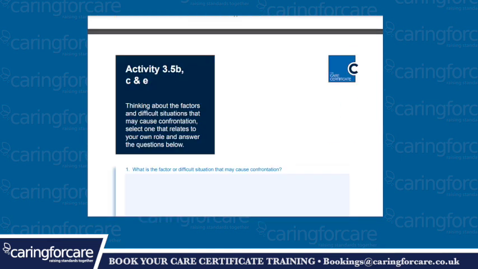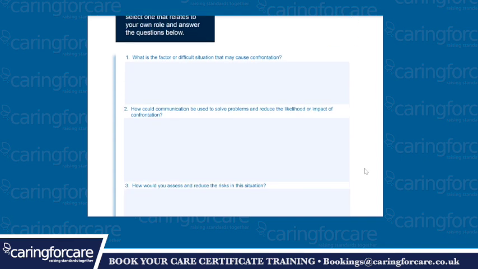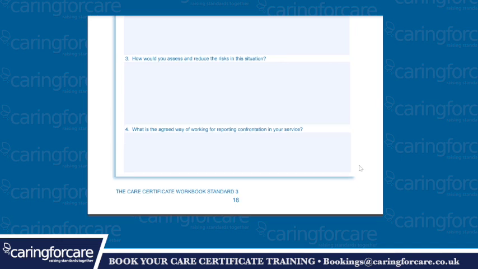Activity 3.5b, c and e. Thinking about the factors and difficult situations that may cause confrontation, select one that relates to your own role and answer the questions below. What is the factor or difficult situation that may cause confrontation? How could communication be used to solve problems and reduce the likelihood or impact of confrontation? How would you assess and reduce the risks in this situation? What are the agreed ways of working about reporting confrontation in your service?